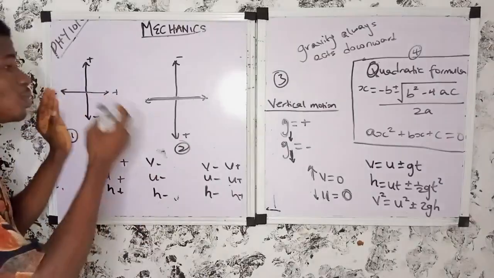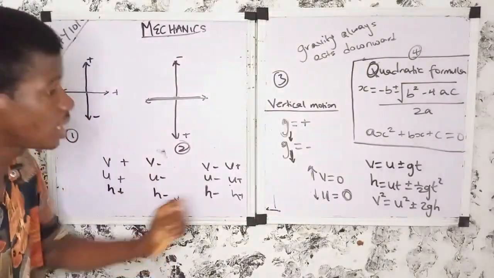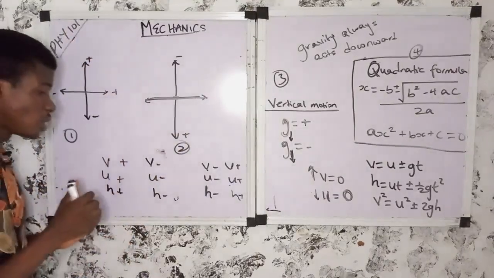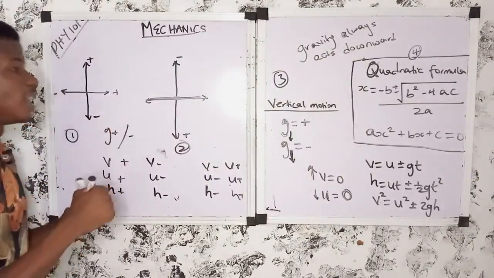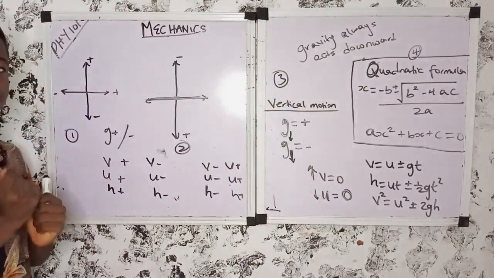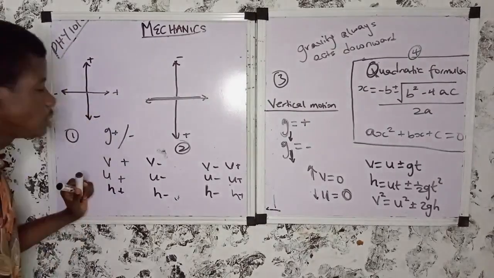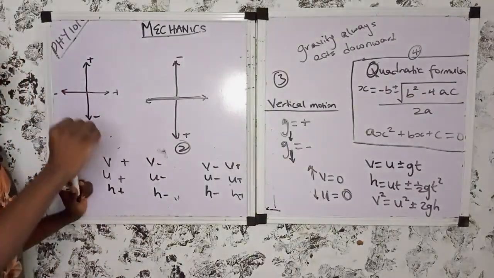If a body is thrown upward, it depends on which coordinate you use. Now, when a body is going upward, is G positive or is G negative, using this first coordinate? Using this first coordinate, when a body is thrown upward, is G positive or negative?